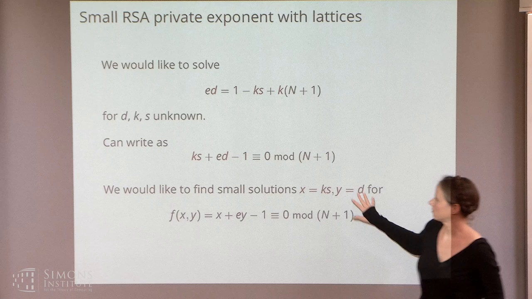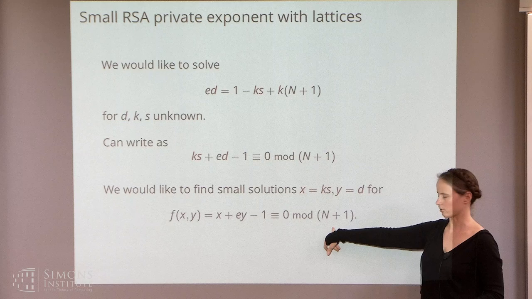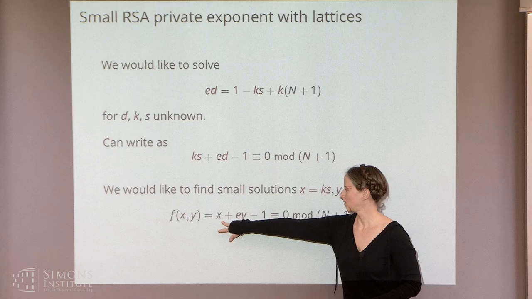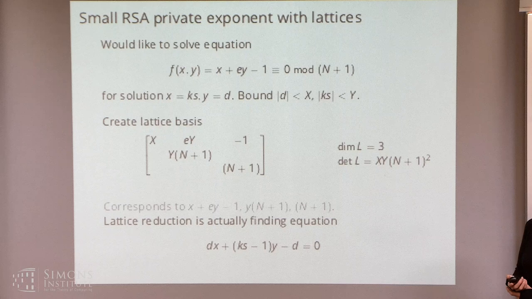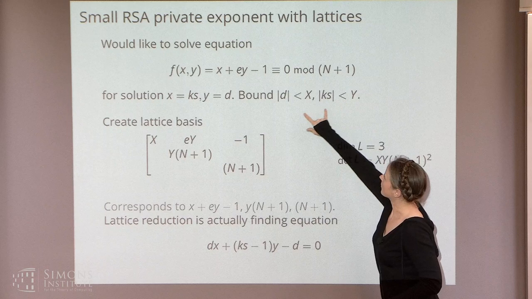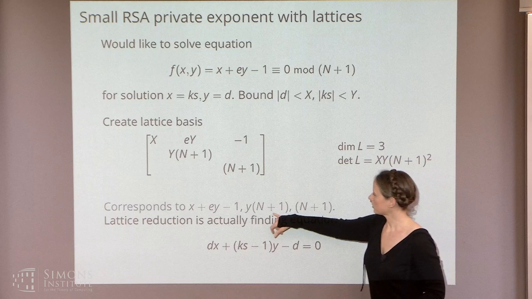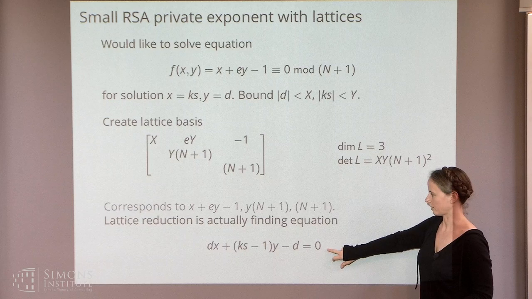So we can rewrite this, and basically we have two variables here. We have an equation that looks like this, and we would like to find a solution mod N plus 1. So this is an integer linear combination between two variables. Essentially what I'm doing is a variation of the same technique as before. I have some bounds on the size of the solution that I'm looking for. I construct a lattice basis that corresponds to the coefficients of some cleverly chosen polynomials that happen to satisfy the solution that I'm looking for. And the lattice reduction is actually finding this equation, so I'm just pulling out the solution from the coefficients here.